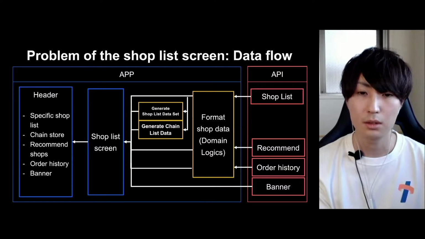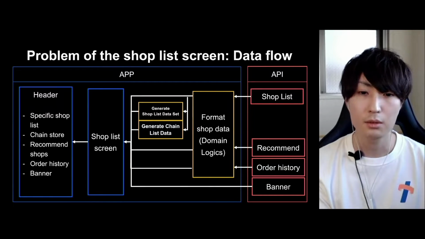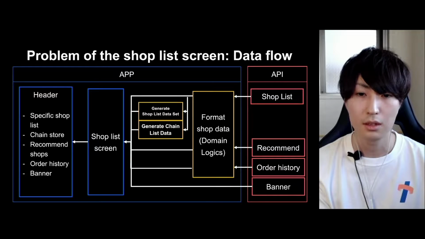Next, about the data flow that took place on the shop list screen. This figure shows how the data received from the API flows to the components. Various processes were performed on the data obtained by calling the API for displaying shops and banners, and finally, the UI is updated. The stored data is rewritten to the values required for display by formatting that data, and the content is mainly processed by the domain logic.